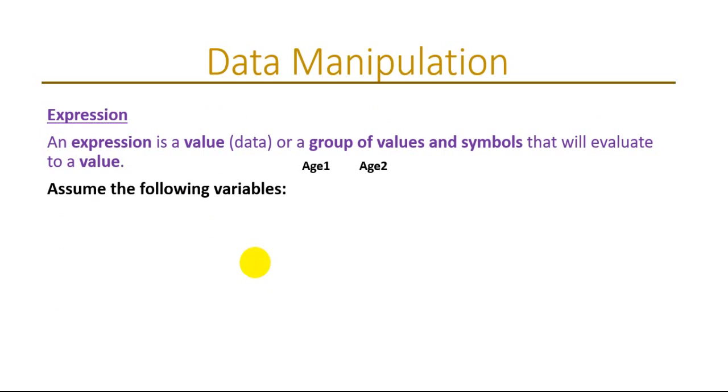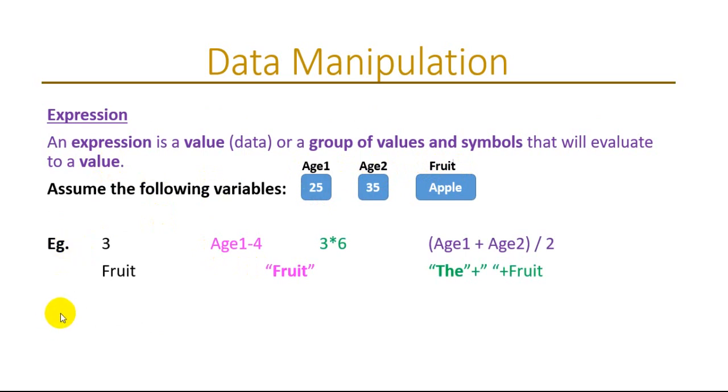Okay, let's see some examples, and we will use the same set of variables called age 1, age 2, two numeric variables, and one alphanumeric variable called fruit. So let's look at these examples.